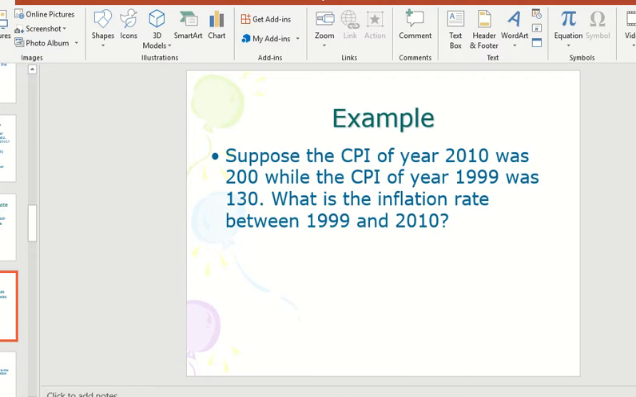So let's look at an example. Suppose the CPI of year 2010 was 200, while the CPI of year 1999 was 130. What is the inflation rate between 1999 and 2010? So why don't you spend no more than 5 minutes to calculate the inflation rate? We'll take a pause here.